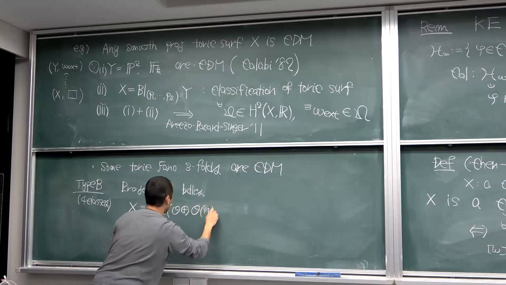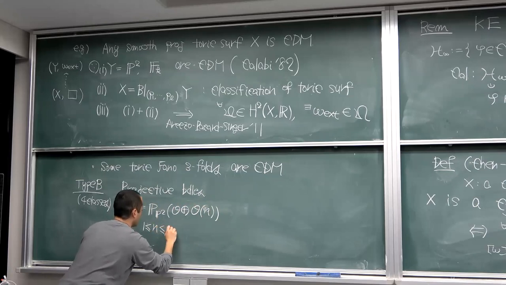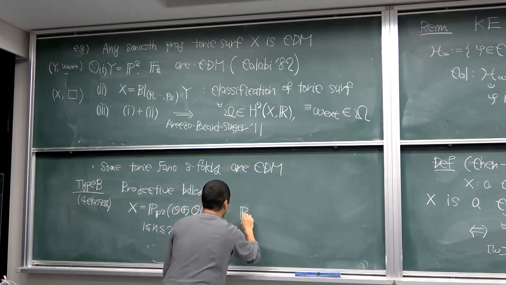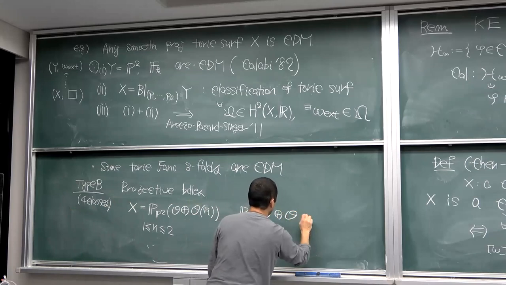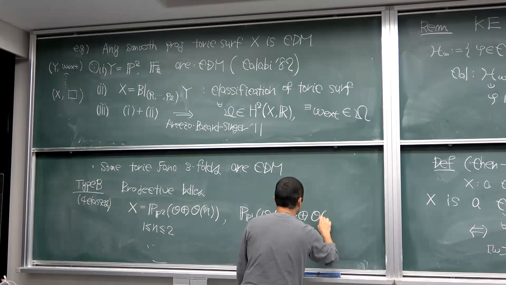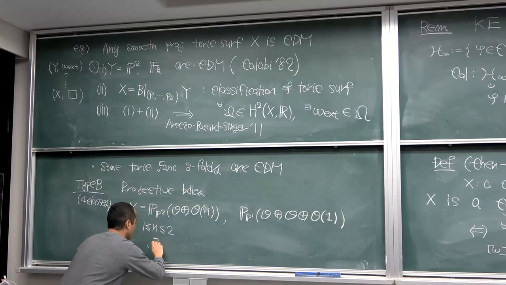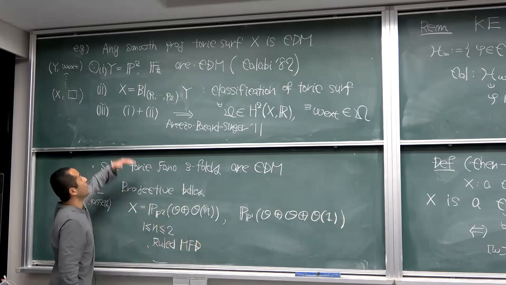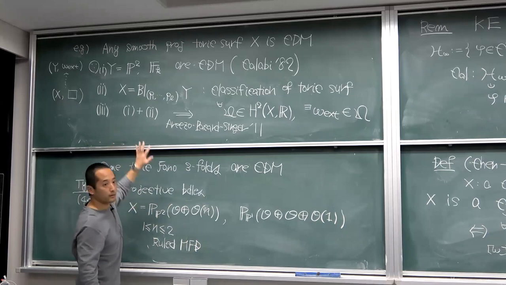O plus ON, but the final condition corresponding to N is one or two in this case. And another example is the P2 bundle over P1, O plus O1. This is also a toric Fano threefold. And these types, especially ruled manifolds, have a very nice symmetry, and technically it's easier to construct extremal Kähler metrics.